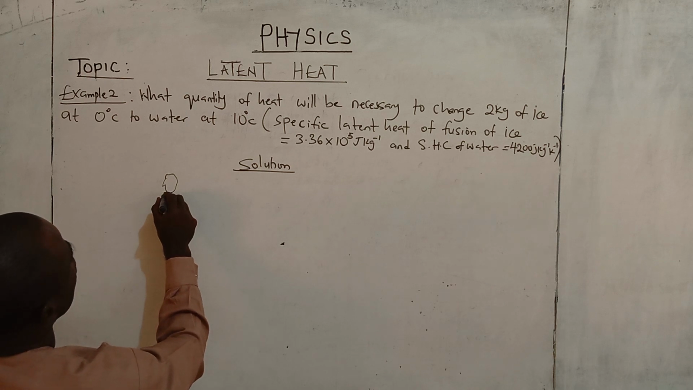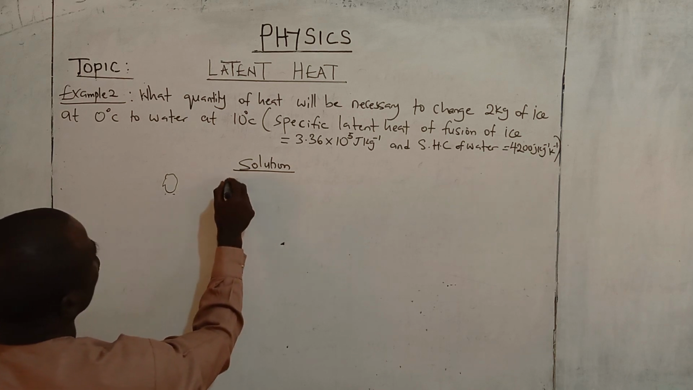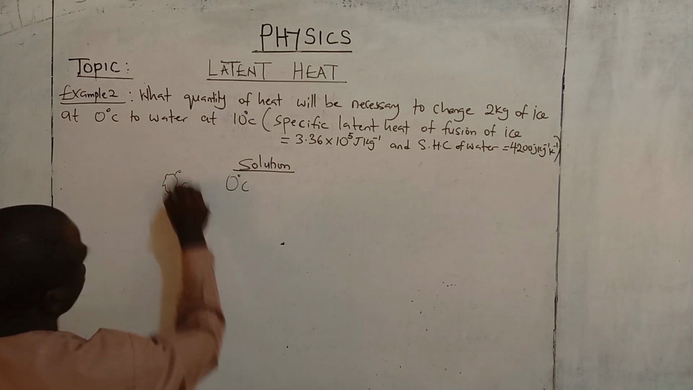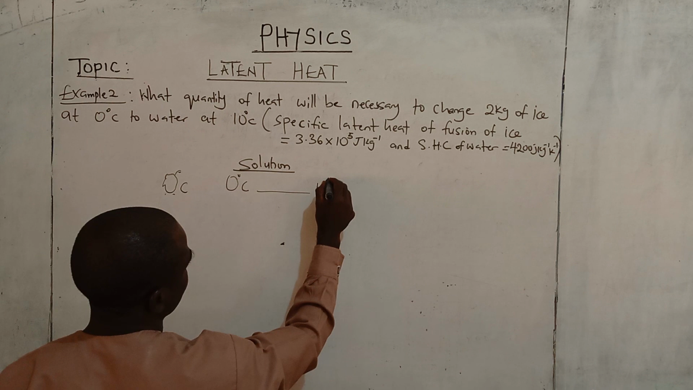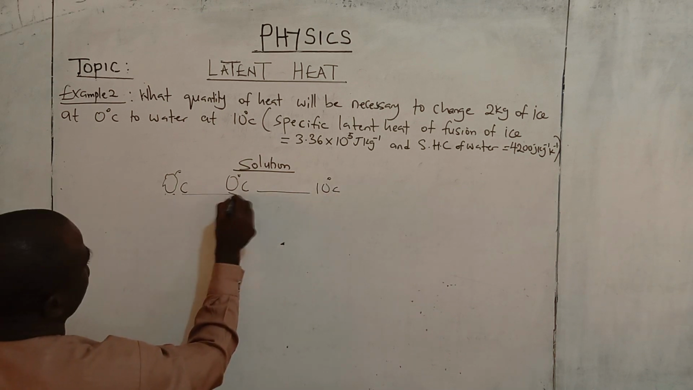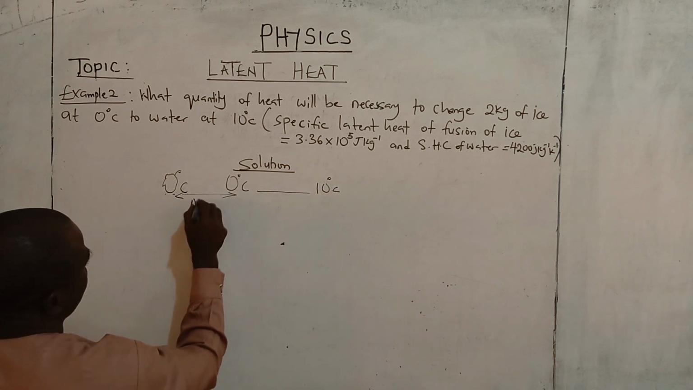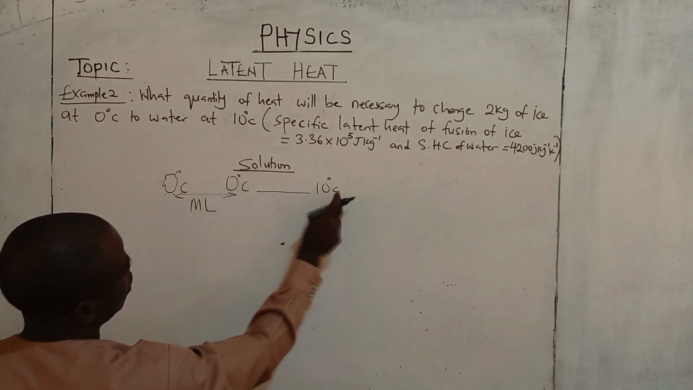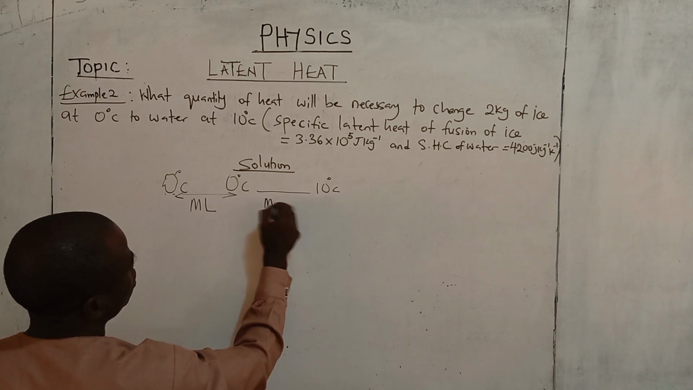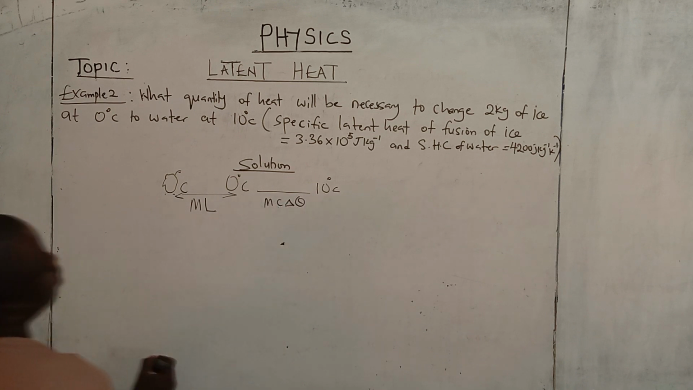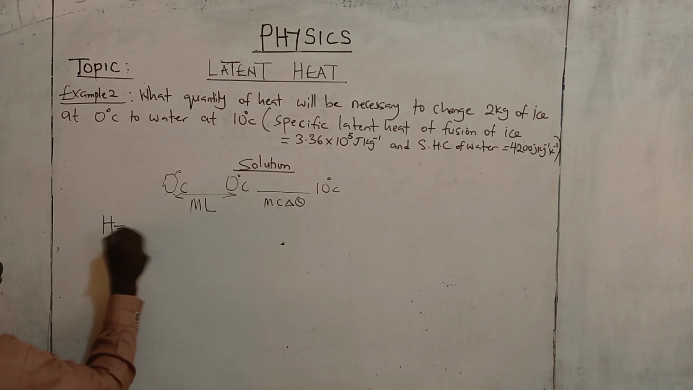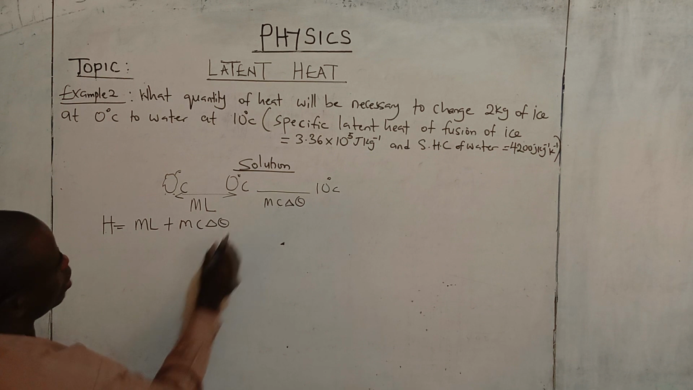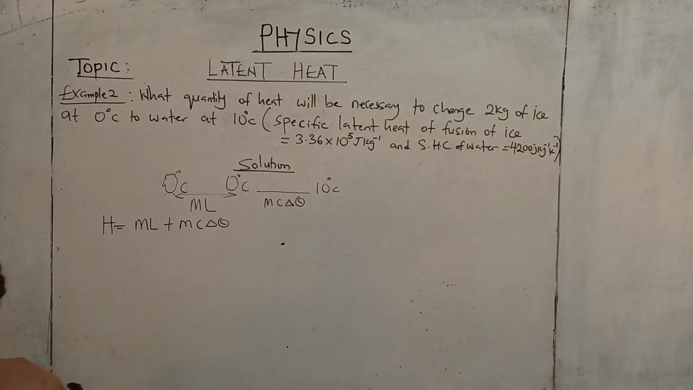We change it to 10. But before moving to 10, it moved to 0 degrees centigrade, so before moving to 10 there are 2 stages. The latent heat is ml, but when there's a change in temperature from 0 to another temperature, you have mc changing theta. In that case, the quantity of heat required now will be ml plus mc changing theta, theta 2 minus theta 1.